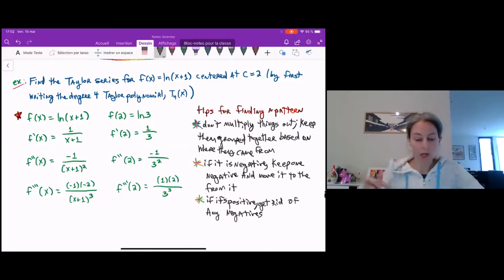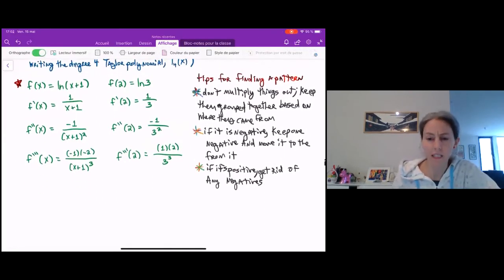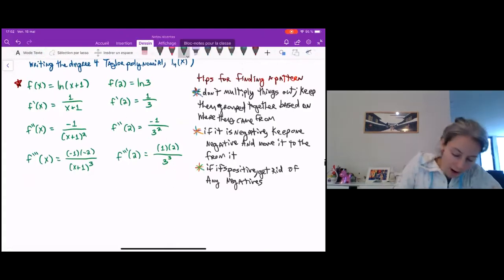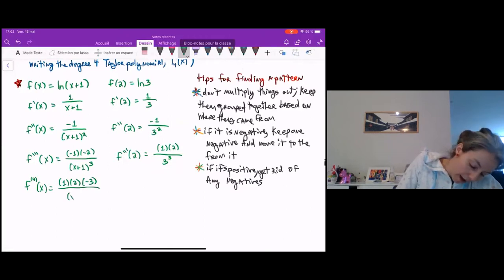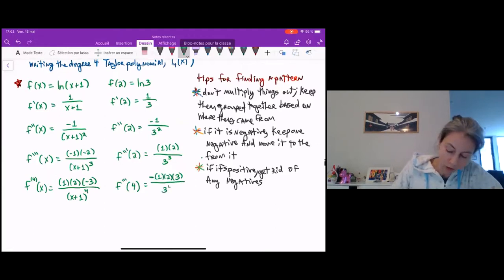Okay, so let's go ahead and take the fourth derivative, and hopefully that fourth derivative will help us to see the pattern that's occurring here. So when I do my fourth derivative, I'm going to have that 1 times 2, then I'm going to be pulling the negative 3 down, and I'll have x plus 1 to the fourth up here. So that means my fourth derivative, evaluated at 2, it's negative, so I'm going to take that negative and move it to the front. 1 times 2 times 3 over 3 to the fourth.